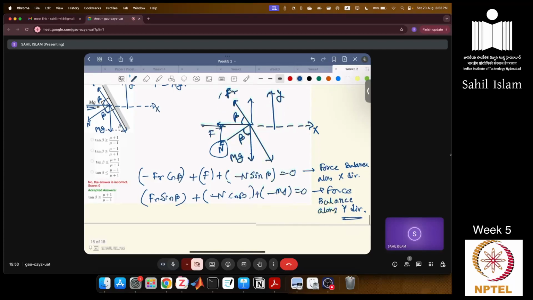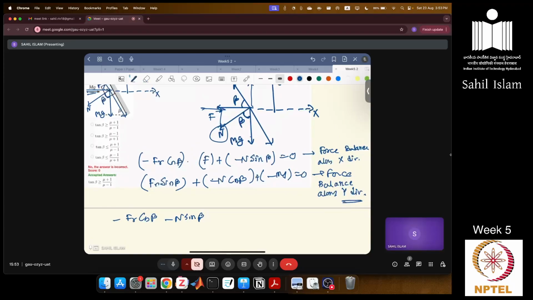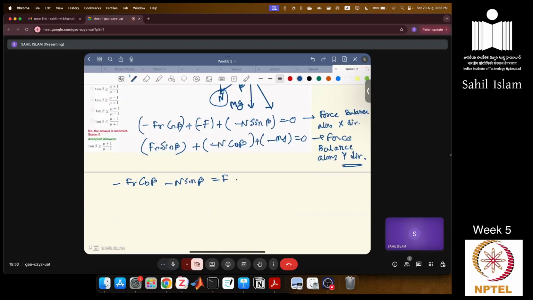So now let's find out what is the... let's just change the locations a bit. So minus Fr cos beta minus n sin beta. This force has negative signs, so plus minus F equal to force, and Fr sin beta minus n cos beta equals mg.